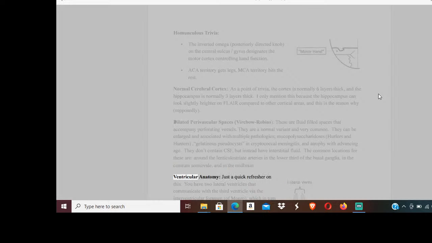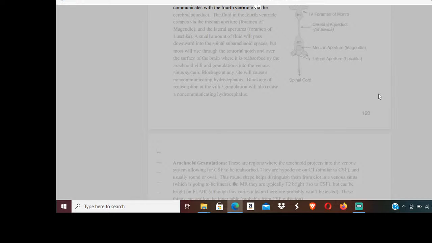Lateral ventricular anatomy, just a quick refresher on this. You have two lateral ventricles that communicate with the third ventricle via the interventricular foramen of Monro, which in turn communicates with the fourth ventricle via the cerebral aqueduct. The fluid in the fourth ventricle escapes via the median aperture, foramen of Magendie, and the lateral apertures, foramen of Luschka.